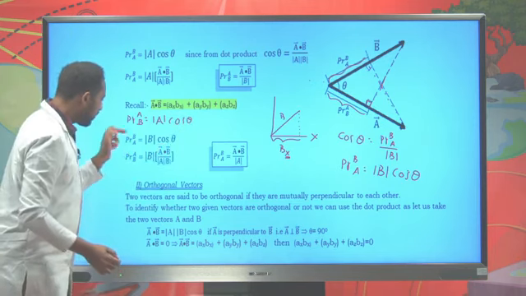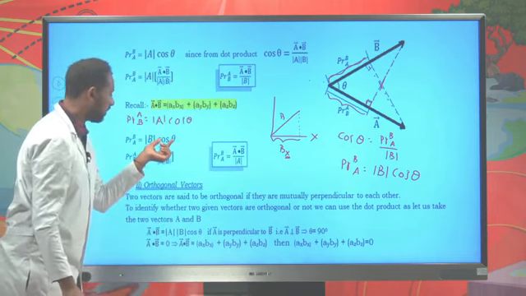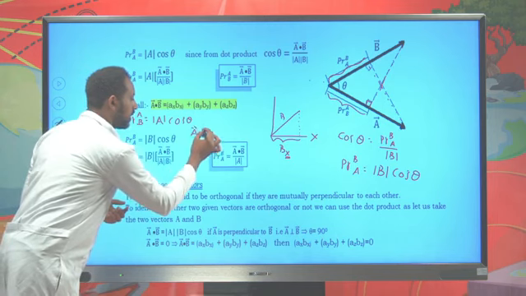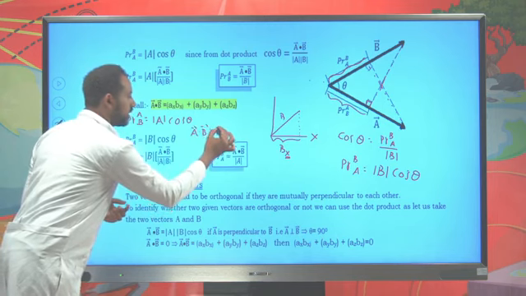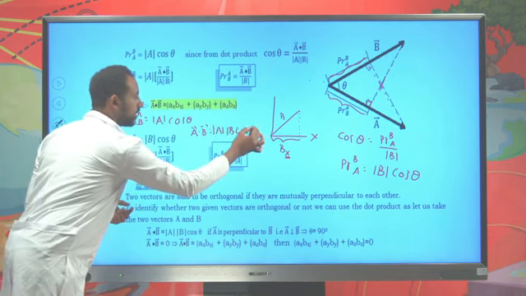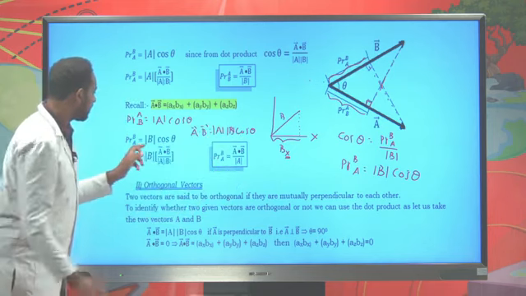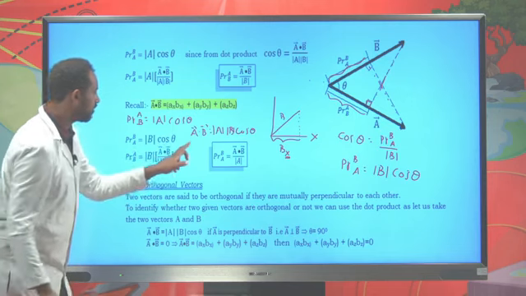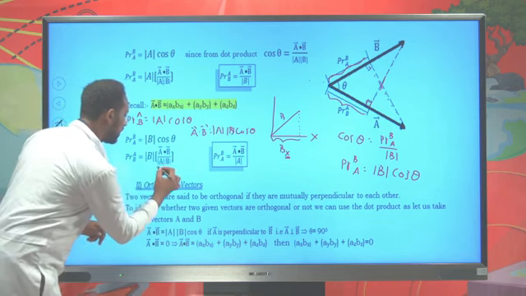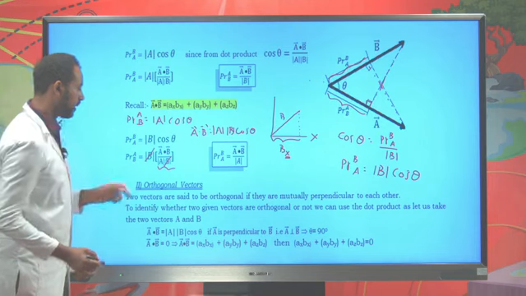If so, the projection of B onto A is the magnitude of B, as we have previously said, cosine of theta. And from the dot product, we know that A dotted B can be given as magnitude of A, magnitude of B, cosine of theta. This is how we determine it. Instead of cosine of theta, you can put A dot B over the magnitude of A, magnitude of B. This is how we put cosine of theta. And you can eliminate magnitude of B by magnitude of B.